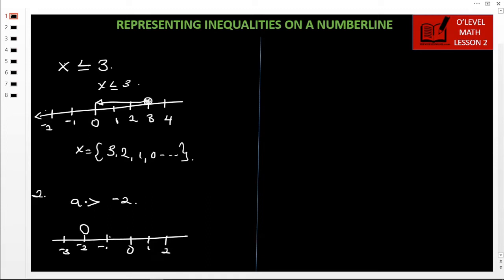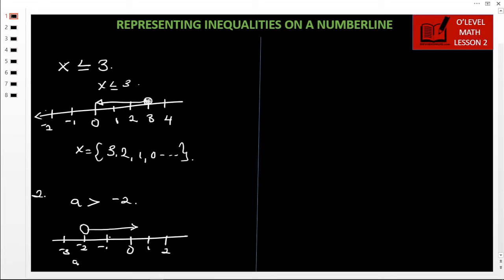Then we look at the numbers that are bigger than negative 2. Any number which is bigger than negative 2 is a possible value of a. When you look at negative 3, it is less. But negative 1 is greater than negative 2, 0 is greater than negative 2, and 1 is greater than negative 2. So our number line representation is going to look like this.